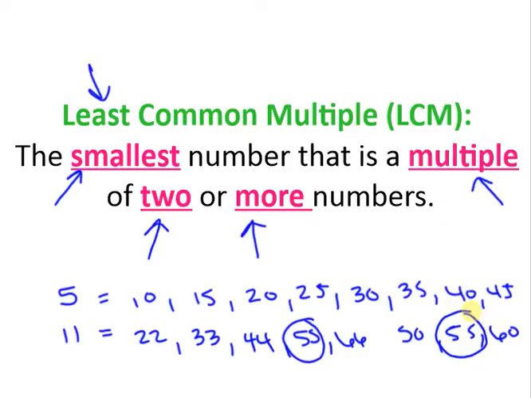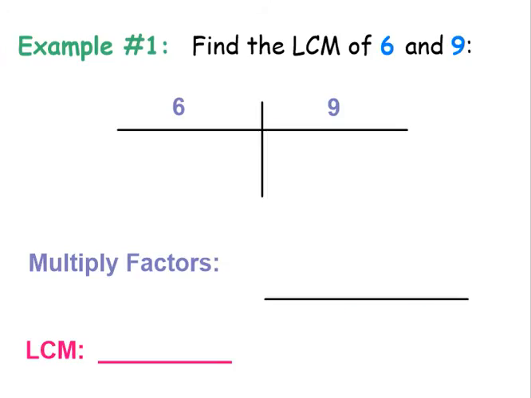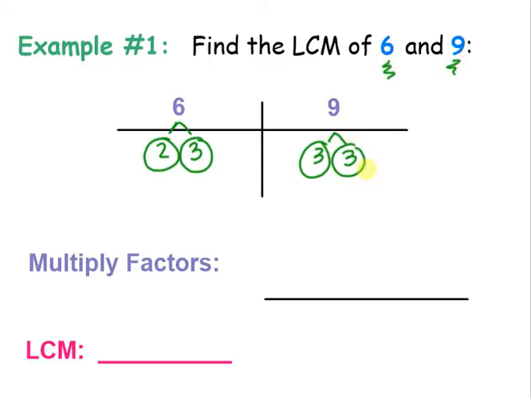Now, as with greatest common factor, if you feel more comfortable listing out the multiples just like this, that is completely fine. But there is an easier way that I'm going to show you. However, please feel comfortable to do it any way that you wish. Just like with greatest common factor, I have a T-chart here with the two numbers, and I'm going to start out by making a factor tree. With 6, I have 2 and 3. And with 9, I have 3 and 3, okay? So again, what I'm trying to find is the smallest number that is a multiple of these two numbers.